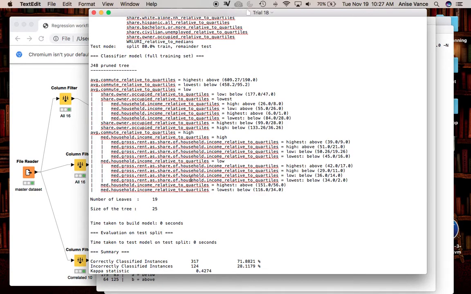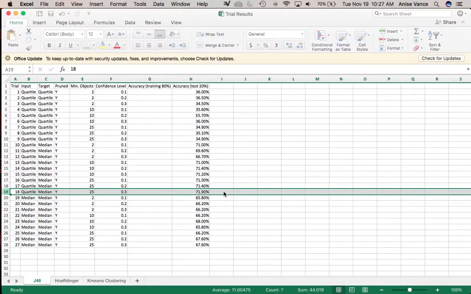gross rent as share of household income were kind of the biggest differentiators there, were the first branches that were used. And that kind of remained constant throughout all of these highest trials here. All the trials above 70% were using most of those variables in some form or fashion. So that gave me one piece of information that those variables are hugely helpful in predicting.